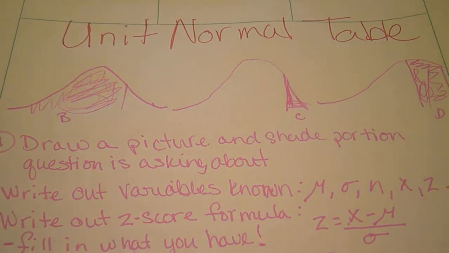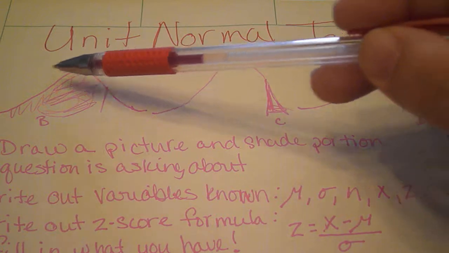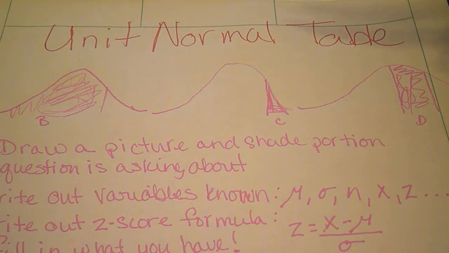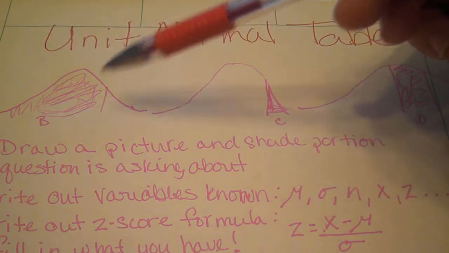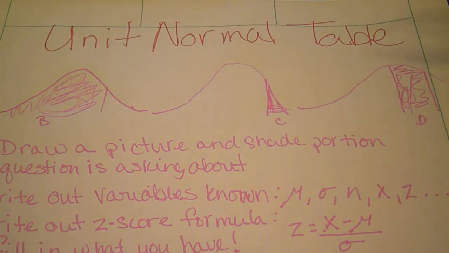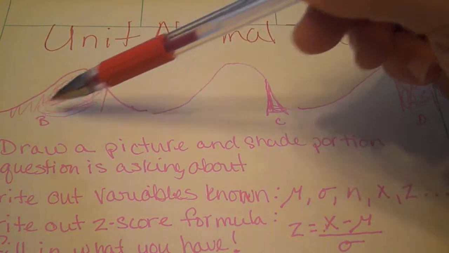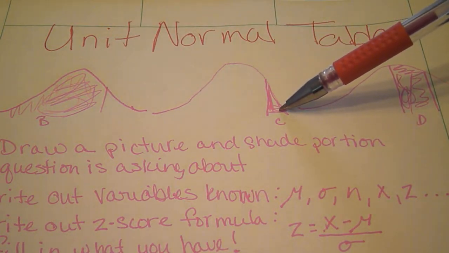I would like to talk to you a little bit about using a unit normal table. When you open a unit normal table, like in a textbook, you're going to see columns A, B, C, D. A is usually your z-score. You look for the shading, and the shading represents the part that you are trying to find out. For example, if you want to know if something is below a score, your shading would be here. If it was higher than a score, your shading would be there.